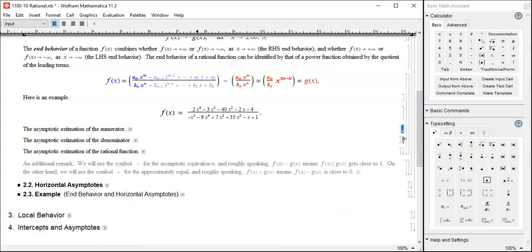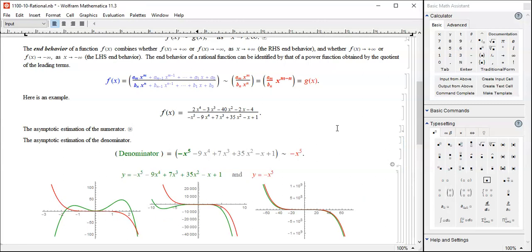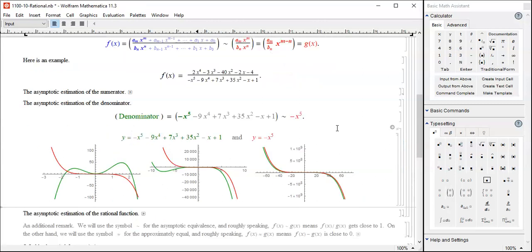Now you can do the same thing for the denominator. Again, the same idea, take the leading term only, and then in small scale they are radically different, but in large scale, look at these graphs. They behave pretty much the same. Even in medium term, you can see similar kind of behavior developing.